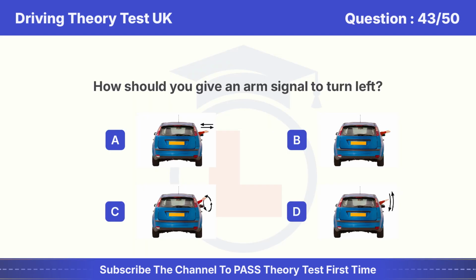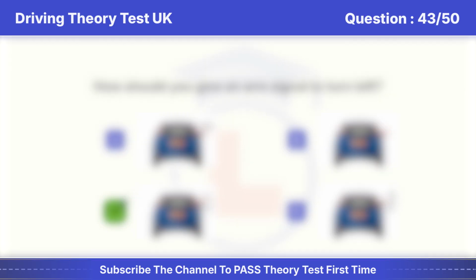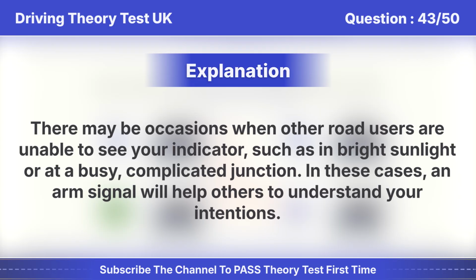Question 43. How should you give an arm signal to turn left? Answer is C. There may be occasions when other road users are unable to see your indicator, such as in bright sunlight or at a busy, complicated junction. In these cases, an arm signal will help others to understand your intentions.